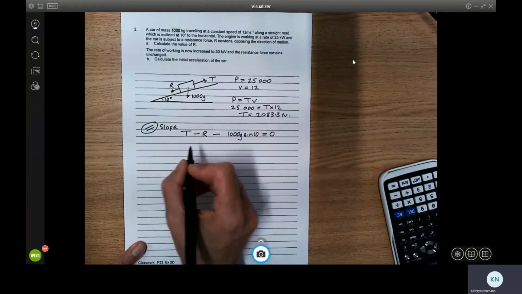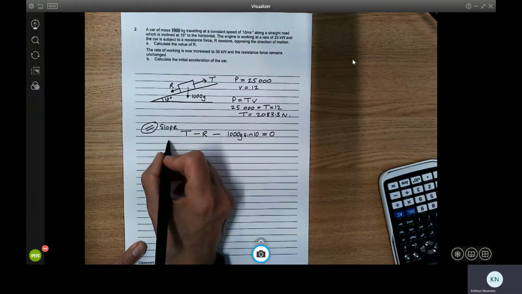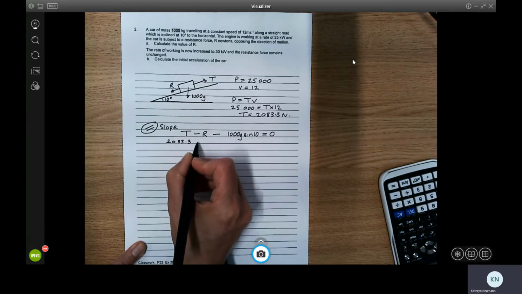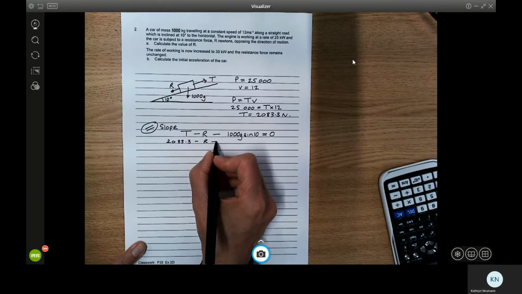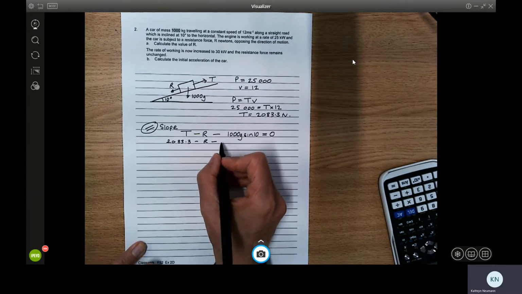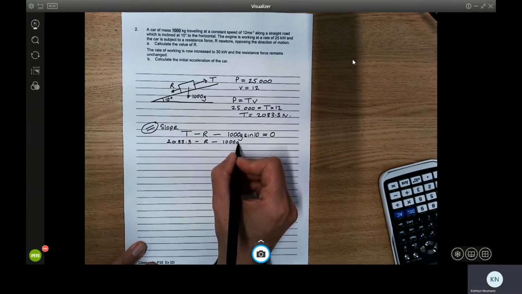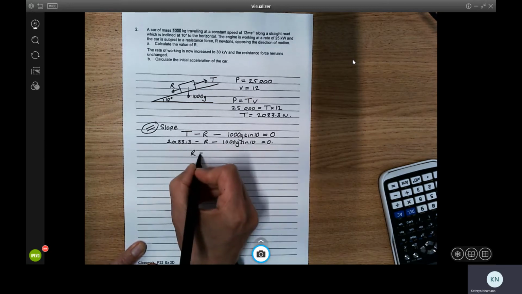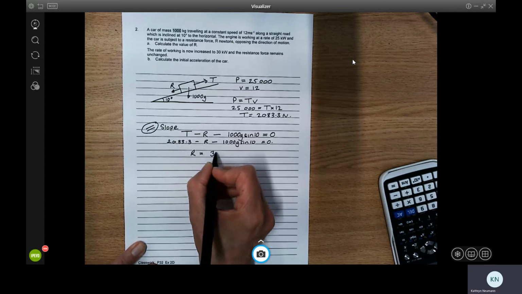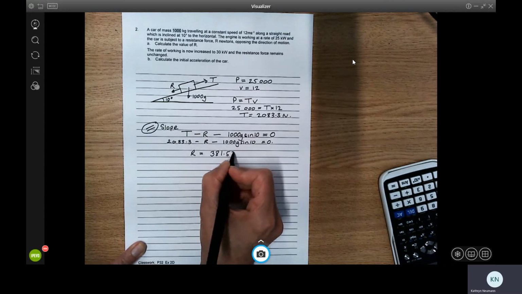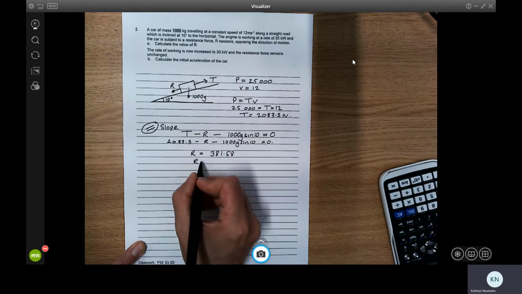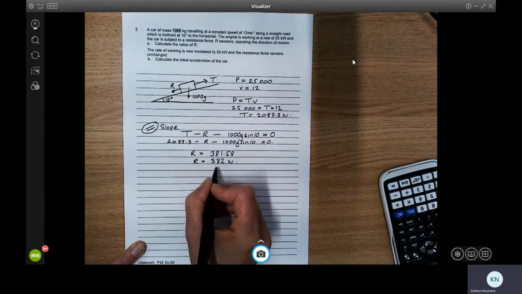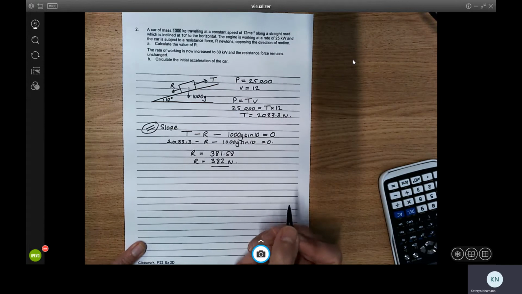Substitute in the values that we found here. So we've got 2,083.3 minus R minus 1,000g sine 10 is equal to 0. And when you work that out, you get that R is 381.58, which we would round to 3 significant figures, so 382 newtons. So that's the value of R.